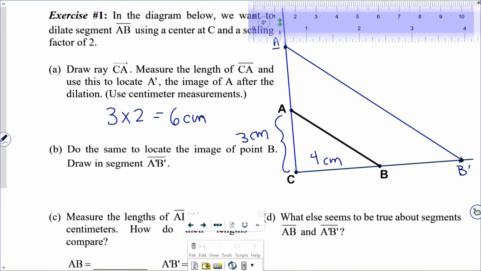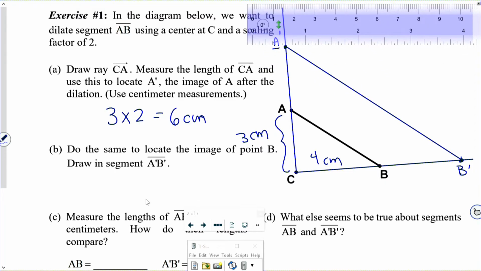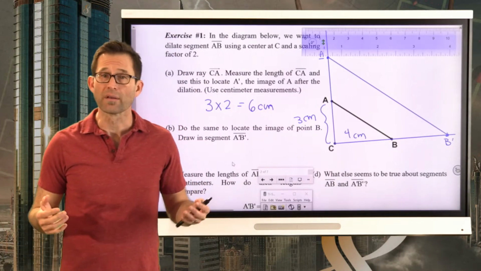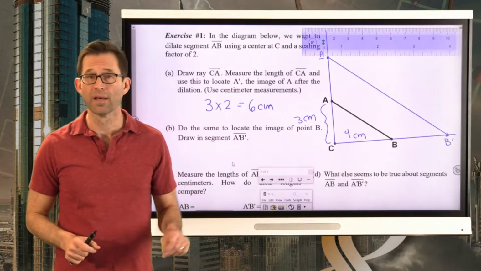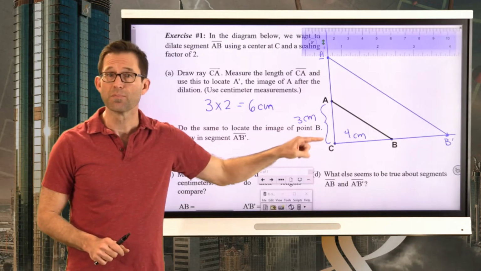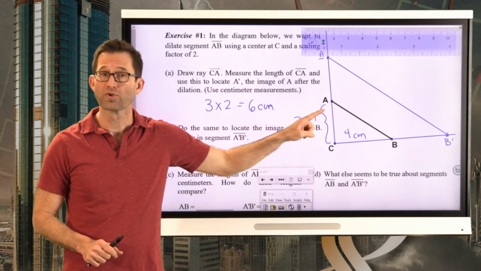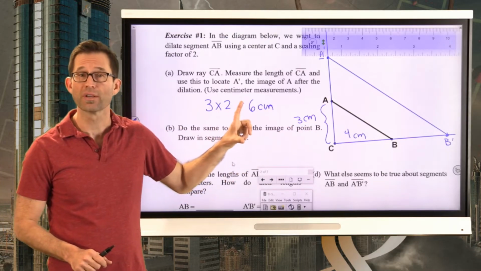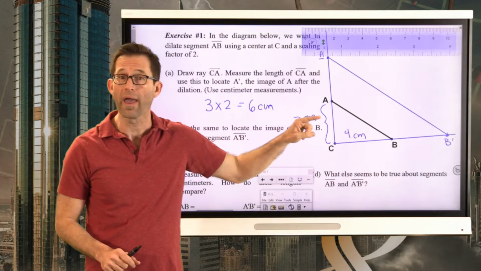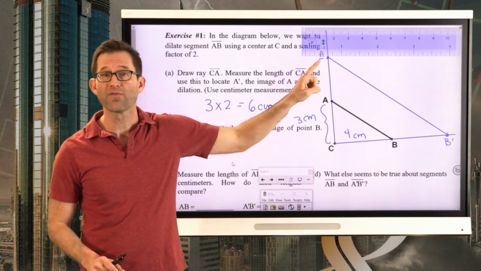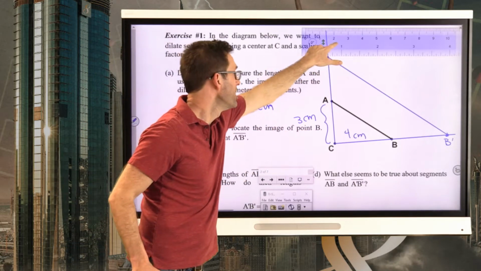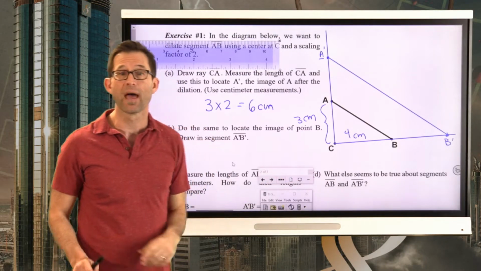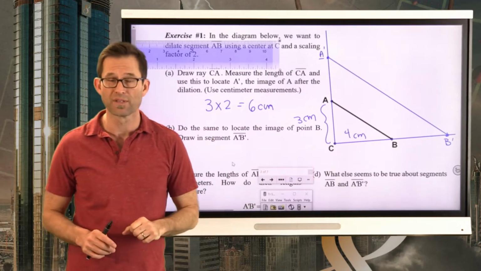And let me move this a little bit out of the way. All right, there we go. So it's not that hard, right? We're doing exactly the same thing that we did in the last lesson. We're figuring out the distance between the center and whatever point we're trying to dilate. Then we use our constant of dilation to stretch that point away so that it's now twice as far away, right? A prime is now 6 centimeters away from the center, and B prime is now 8 centimeters away from the center.